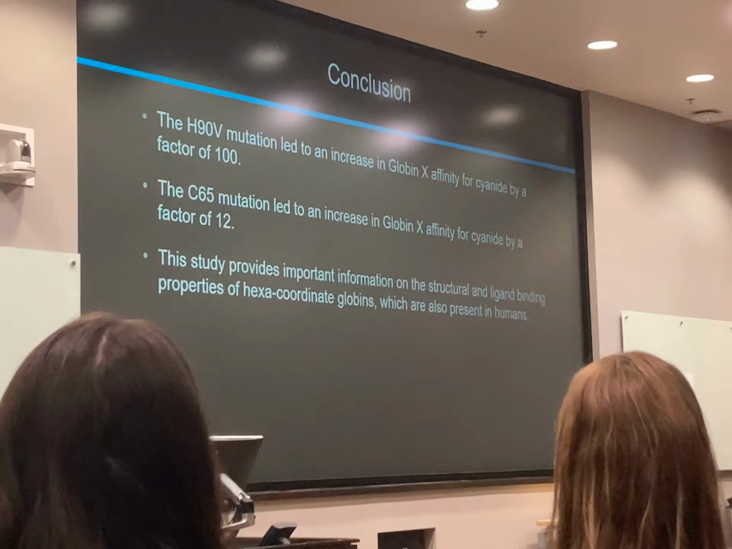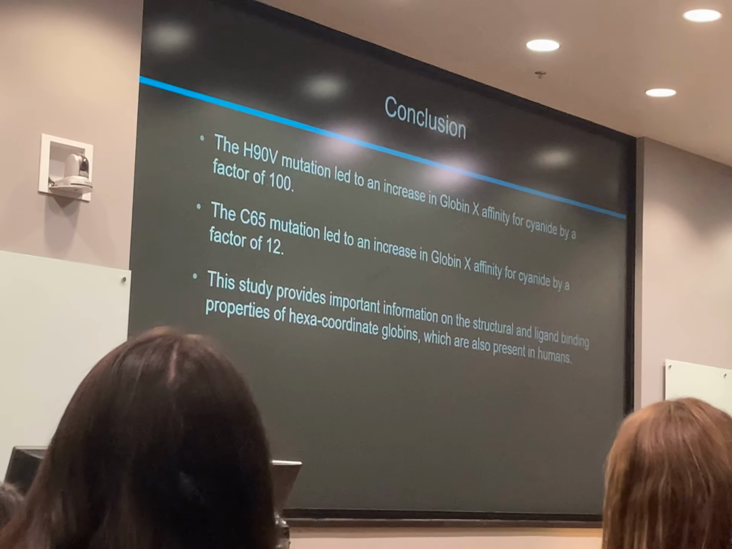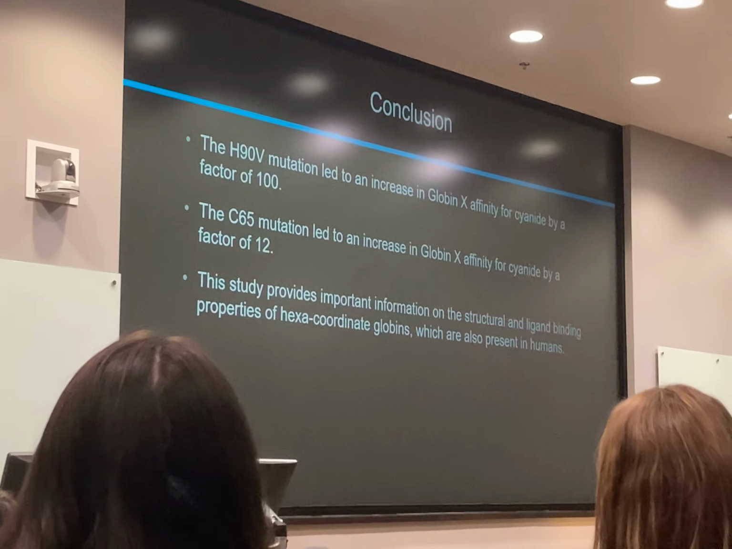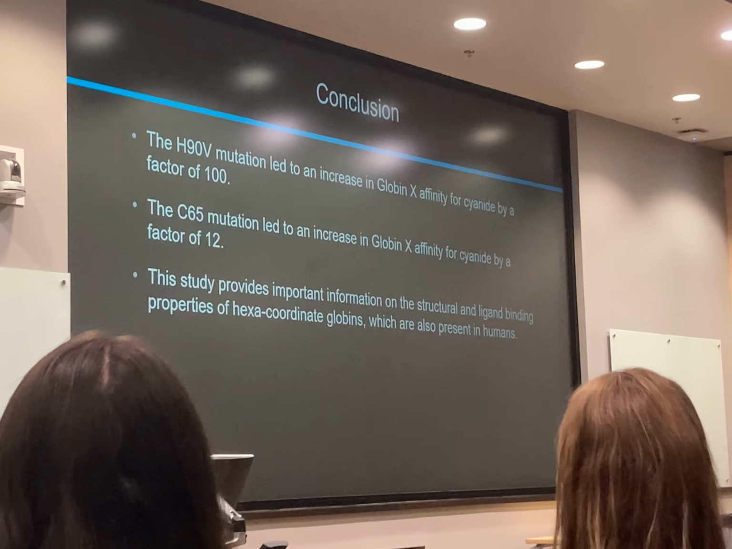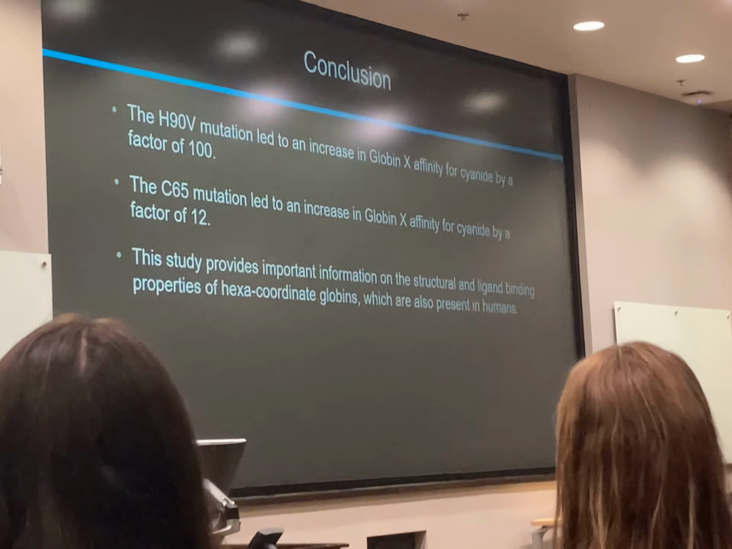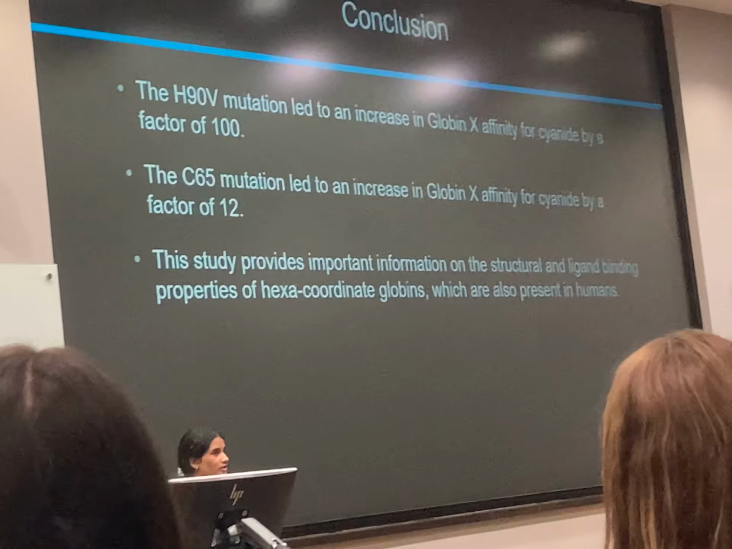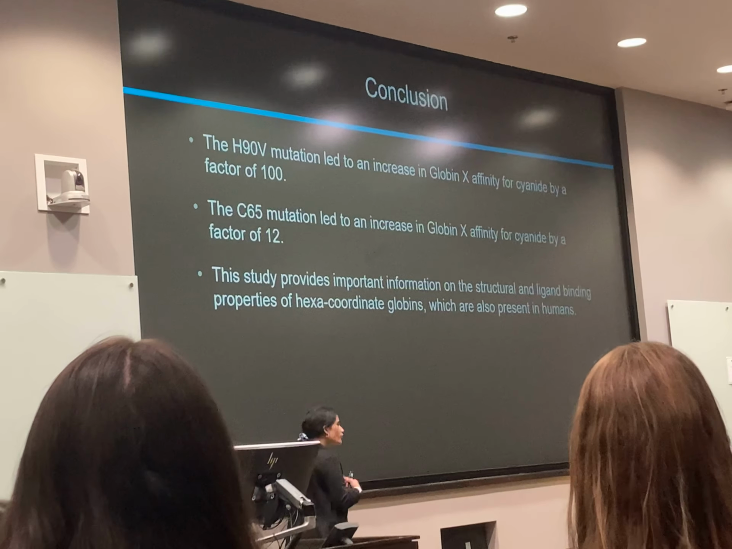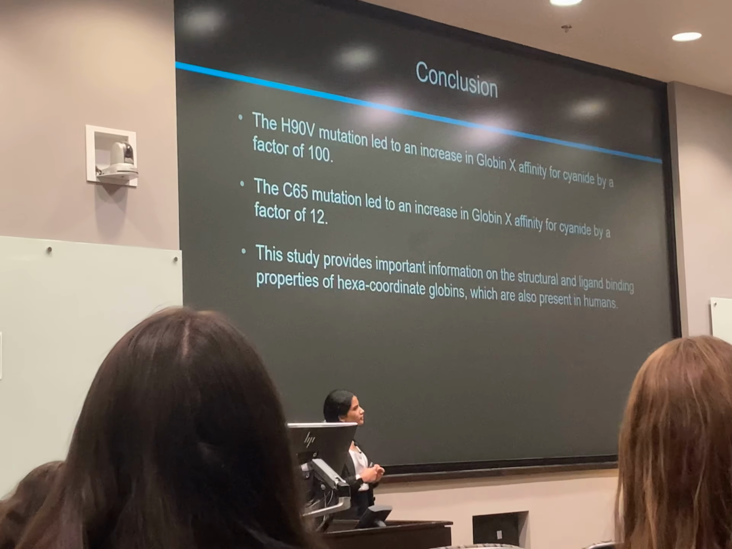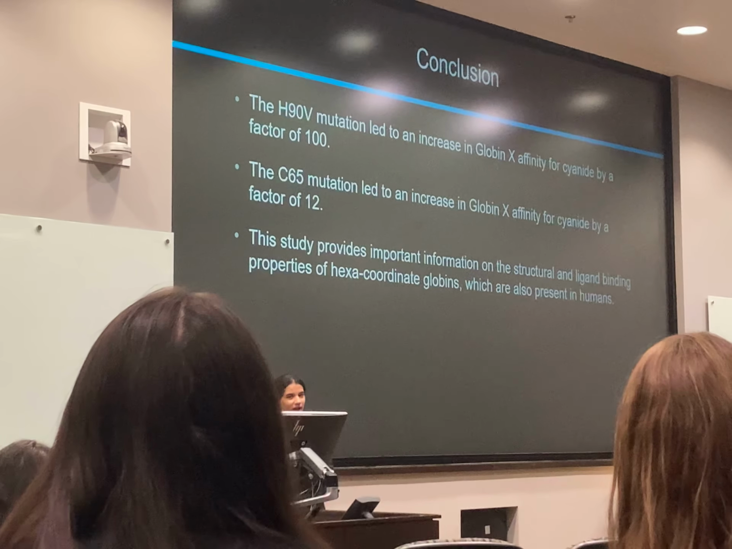Lastly, let's get into the conclusions of my lab. So, just to summarize, the H90V mutation led to an increase in globin X affinity for cyanide by a factor of 100. Likewise, the cysteine mutation led to an increase in globin X affinity for cyanide by a factor of 12. Further investigation would be needed to see how else that disulfide bond could possibly modulate the activity of globin X, not only in ligand binding.